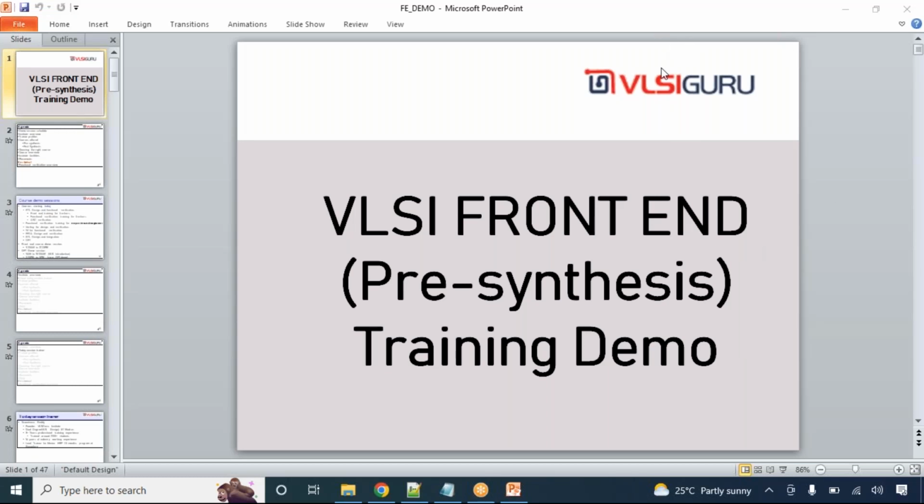So let us start with the session. My name is Srinivas. I'm the founder of the institute. I look into front-end domain aspects. So shortly we'll talk about what is front-end domain, what is back-end domain. Then we'll go into the demo session.